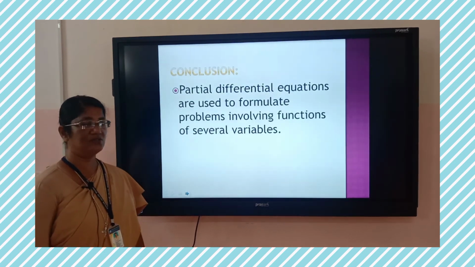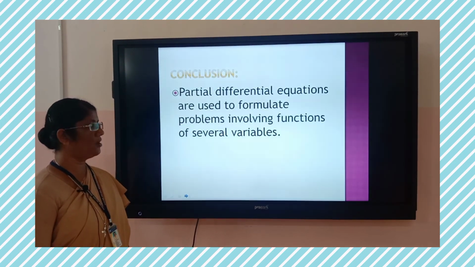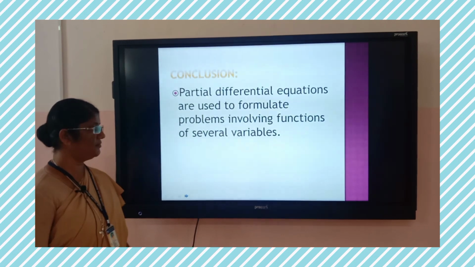Conclusion. Partial differential equations are used to formulate problems involving functions of several variables.